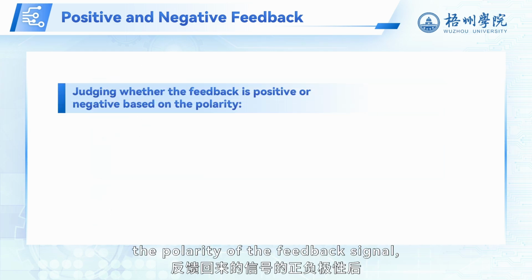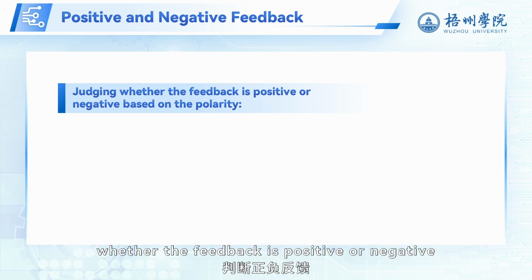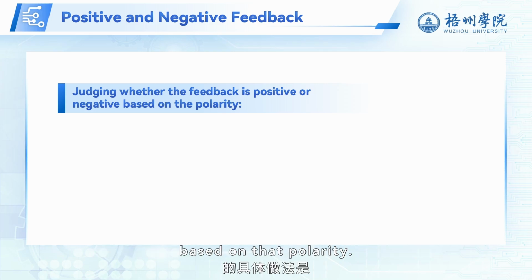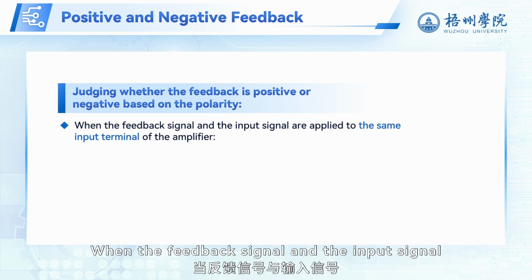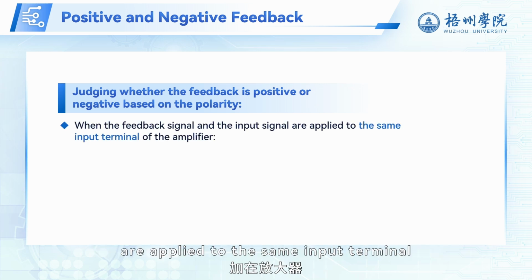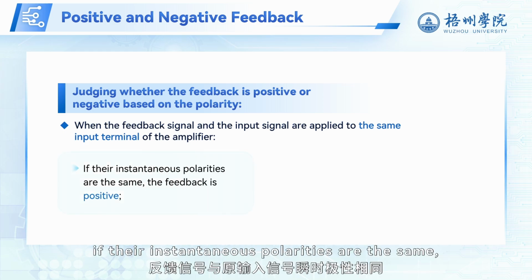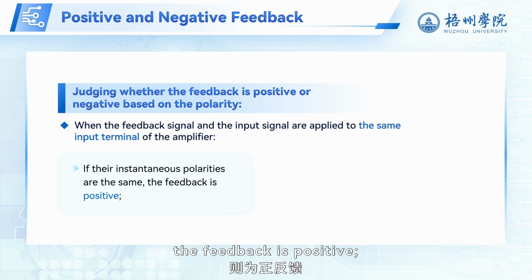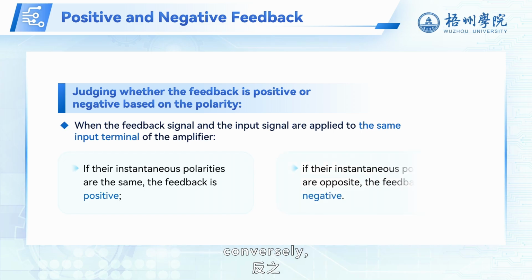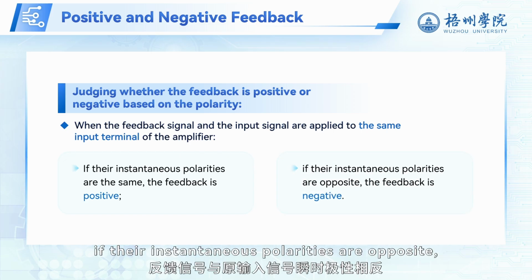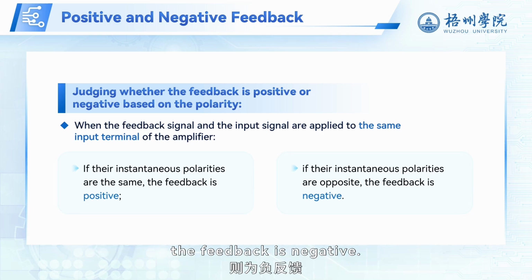After determining the polarity of the feedback signal, we can judge whether the feedback is positive or negative based on that polarity. When the feedback signal and the input signal are applied to the same input terminal of the amplifier, if their instantaneous polarities are the same, the feedback is positive. Conversely, if their instantaneous polarities are opposite, the feedback is negative.